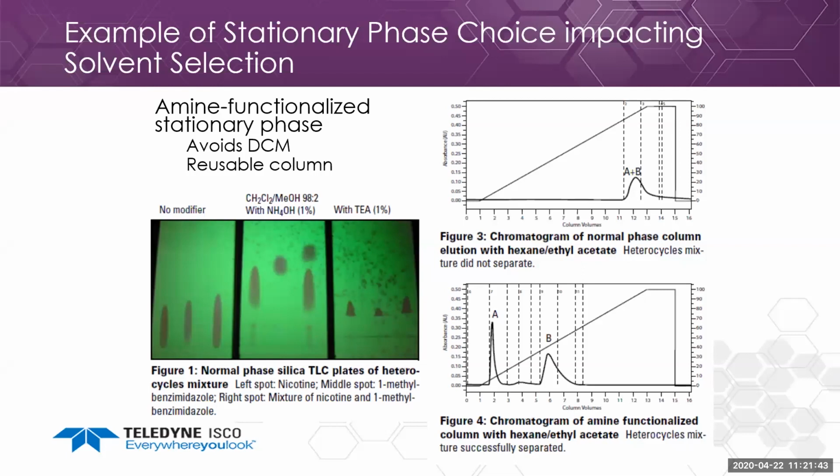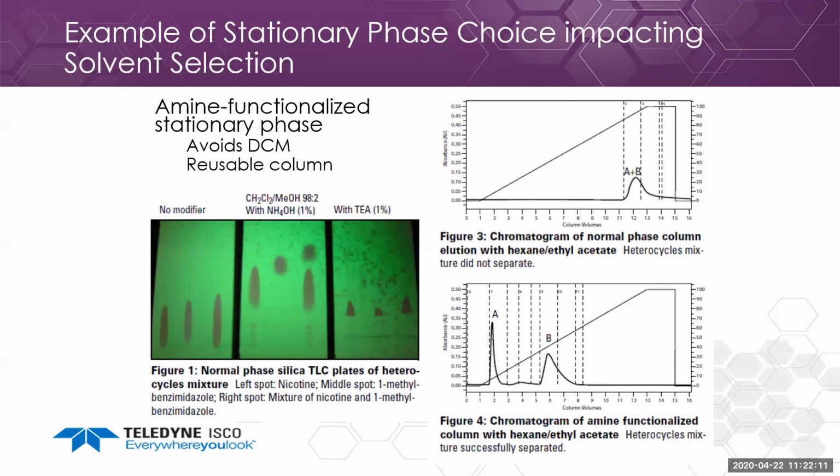If you look at the TLC and you do the run in dichloromethane methanol, we can actually get some separation, but you get a lot of streaking for the second peak. And that's using an ammonium hydroxide modifier. Same thing with triethylamine there. It helps to move the peaks up the silica as a modifier, but still you get a lot of streaking and some coelution there.